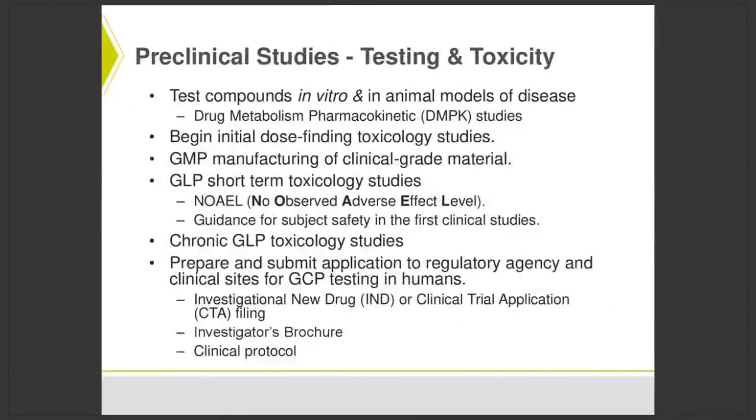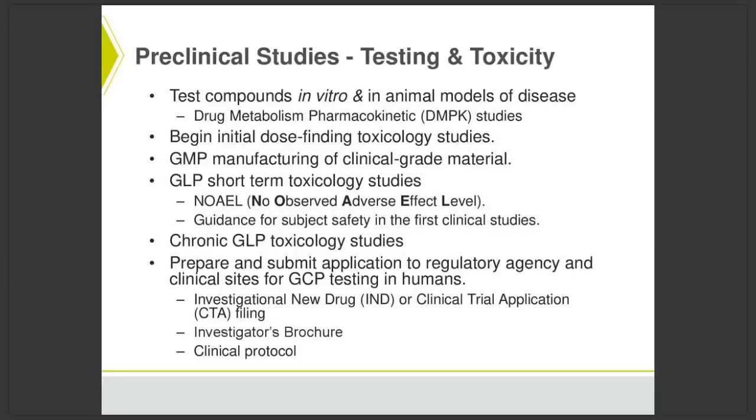Going into preclinical testing, this is basically where you're trying to get the basic idea of how your drug is going to act in the body. So these are your animal models of the diseases. You do this to figure out what your dose finding toxicology studies are. And this is done using what we call good manufacturing process, clinical grade material, and then using GLP toxicology studies.